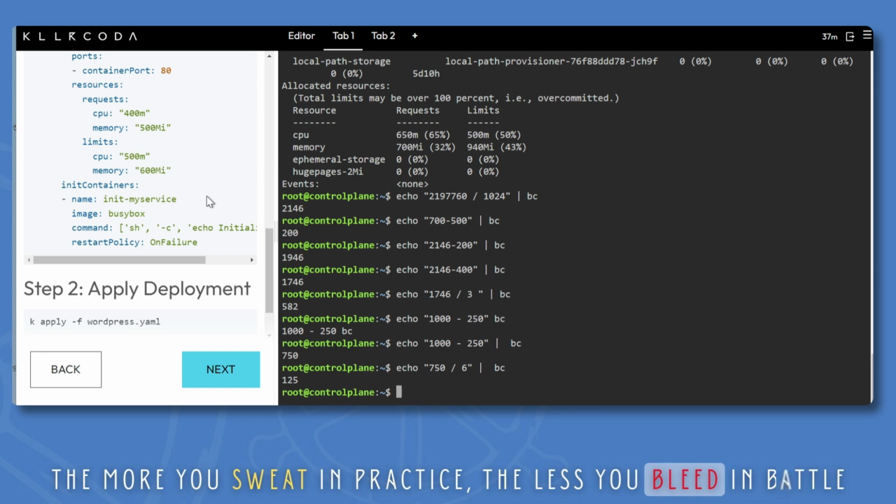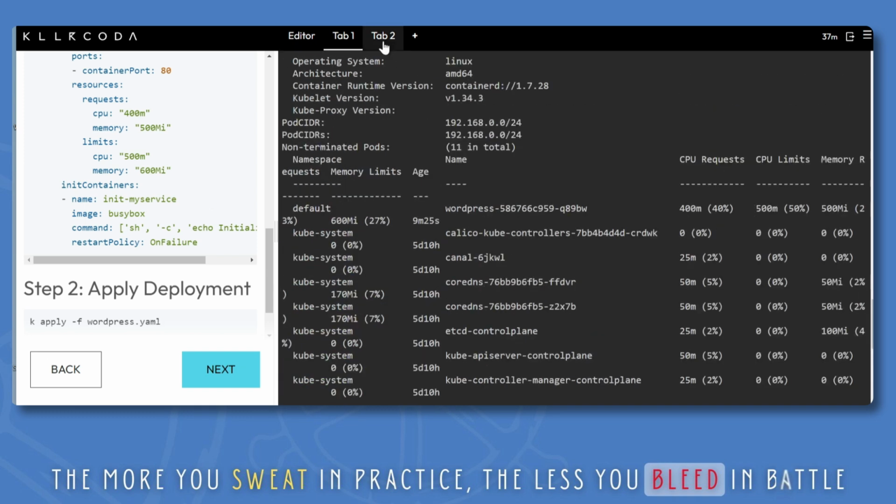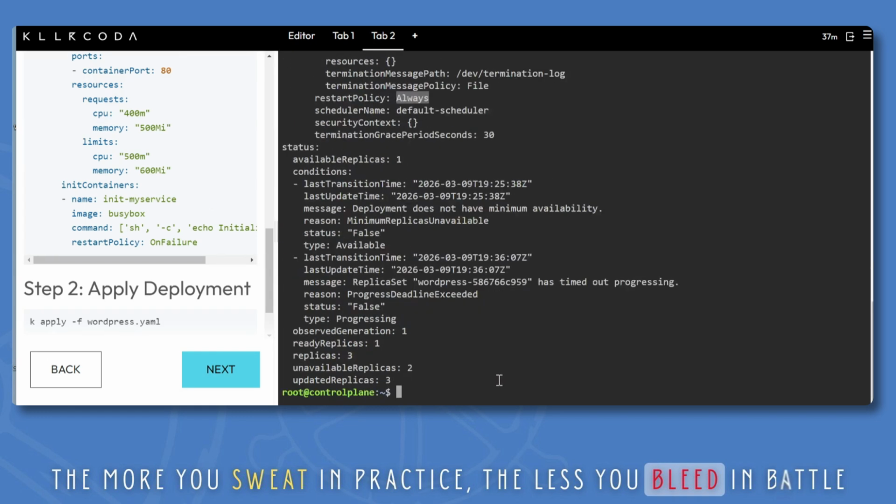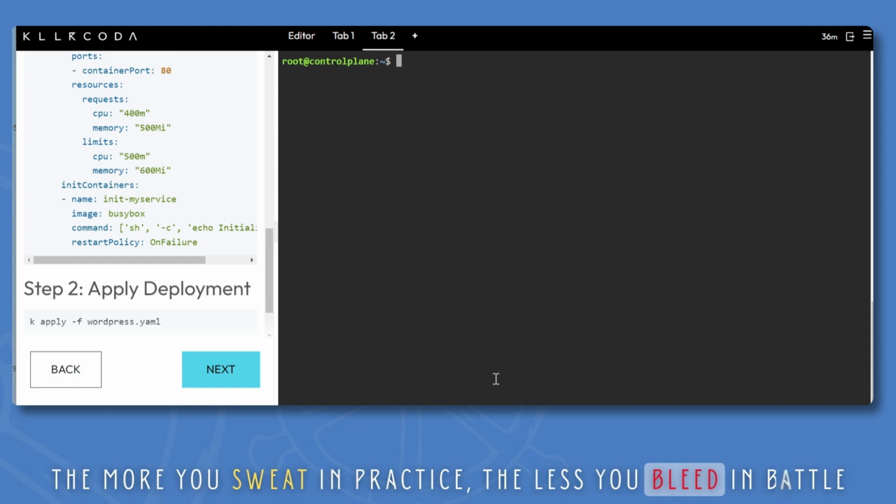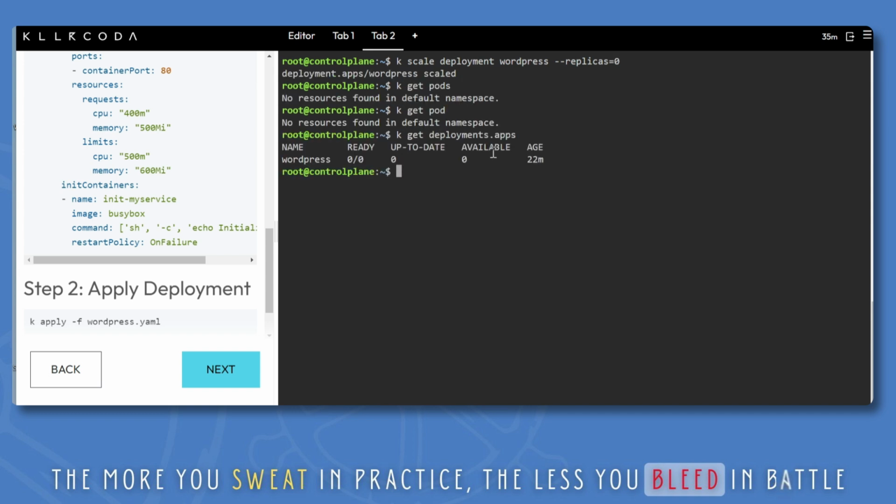Now edit this deployment. Before editing any deployment, you should take a backup. I had already taken a backup into a file, and now I want to edit the deployment. First you need to make its replicas equal to 0. So scale deployment WordPress with replicas equal to 0. Get pods, there is no deployment running, so there are 0. Now edit deployment WordPress.